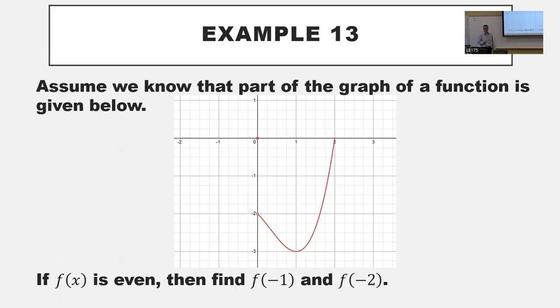Everybody see why that is? So we know the function goes through the point (1, -3). And even means that the corresponding ordered pair needs to be (-1, -3). Right? Negate the x value, keep the y value the same. So negating 1 keeps the y value at -3.